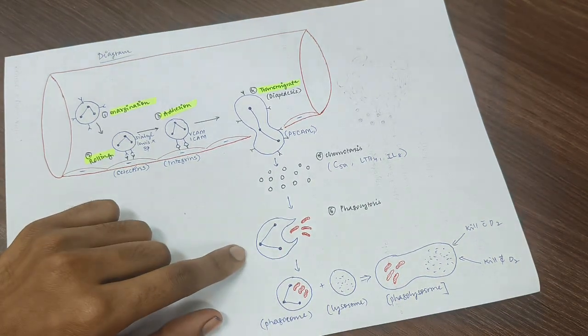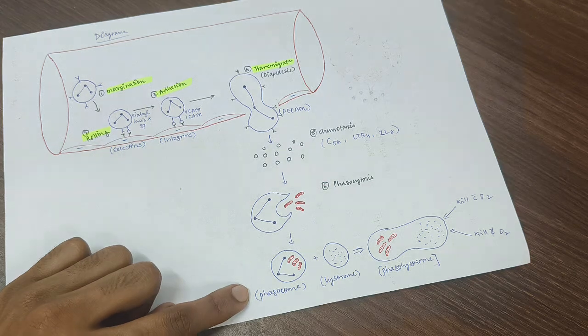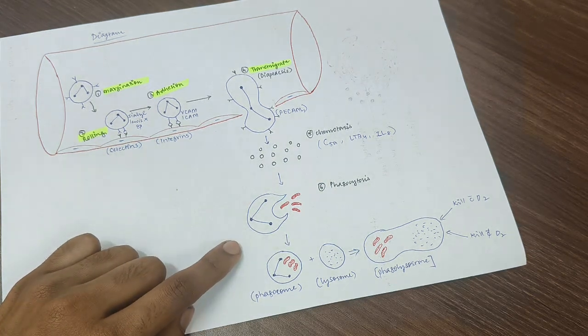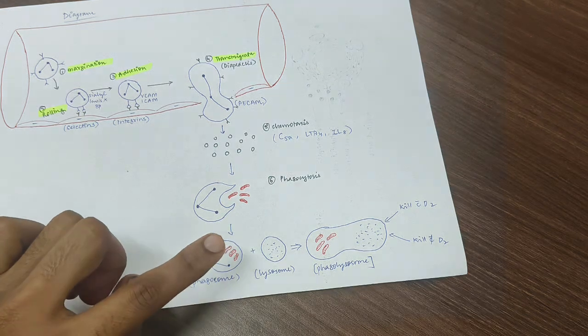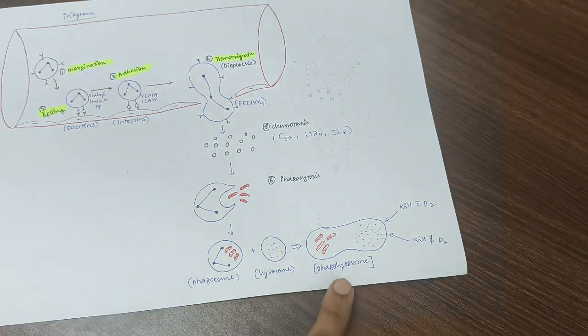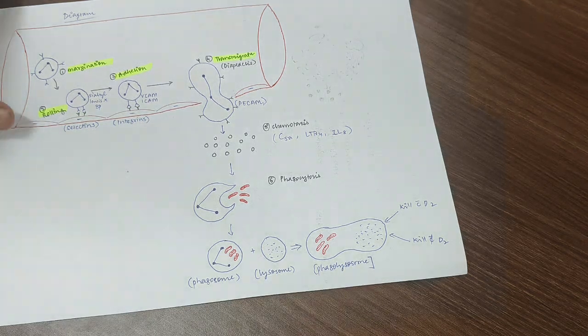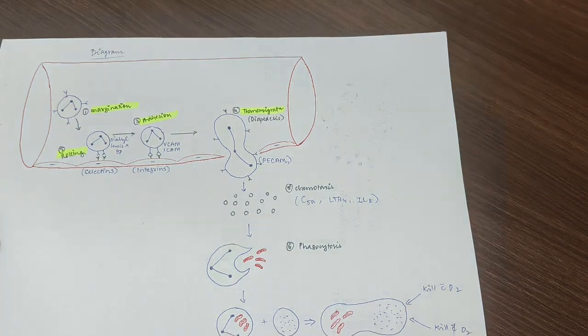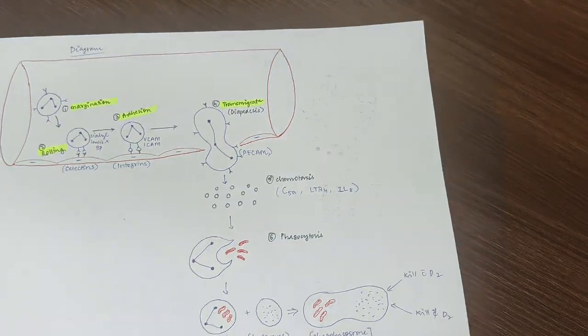They are going to be phagocytosed by the neutrophils, and they are called phagosome. Once this particular bacteria is phagocytosed, it is called phagosome. This phagosome later will combine with the lysosome to form phagolysosome, and this phagolysosome, based on oxygen dependent or oxygen independent mechanisms, is going to bring out the killing. This is the overall overview of acute inflammation.